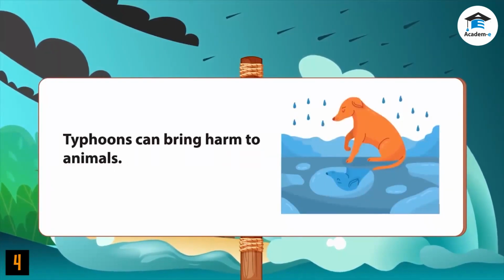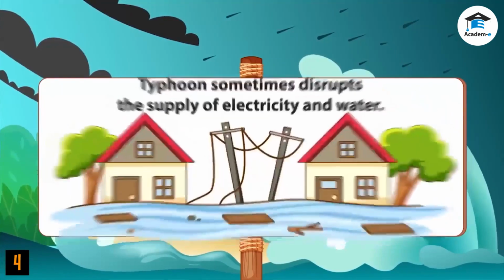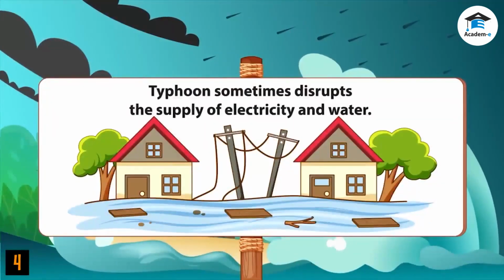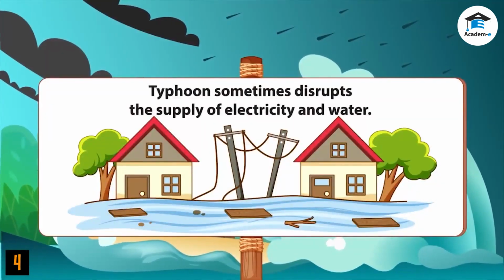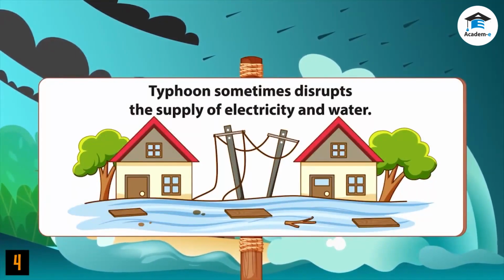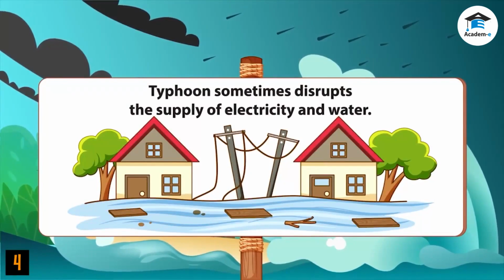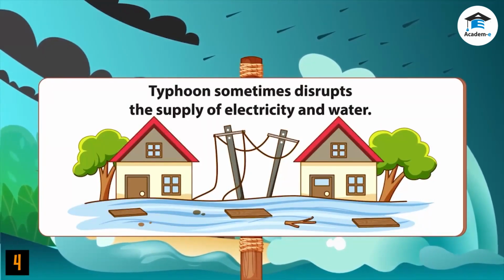Typhoons can bring harm to animals. They may lose their habitats because of the strong winds. Typhoons sometimes disrupt the supply of electricity and water. Because of strong winds, branches of trees can hit electric posts. Electric posts may fall, thereby cutting electricity and power sources.